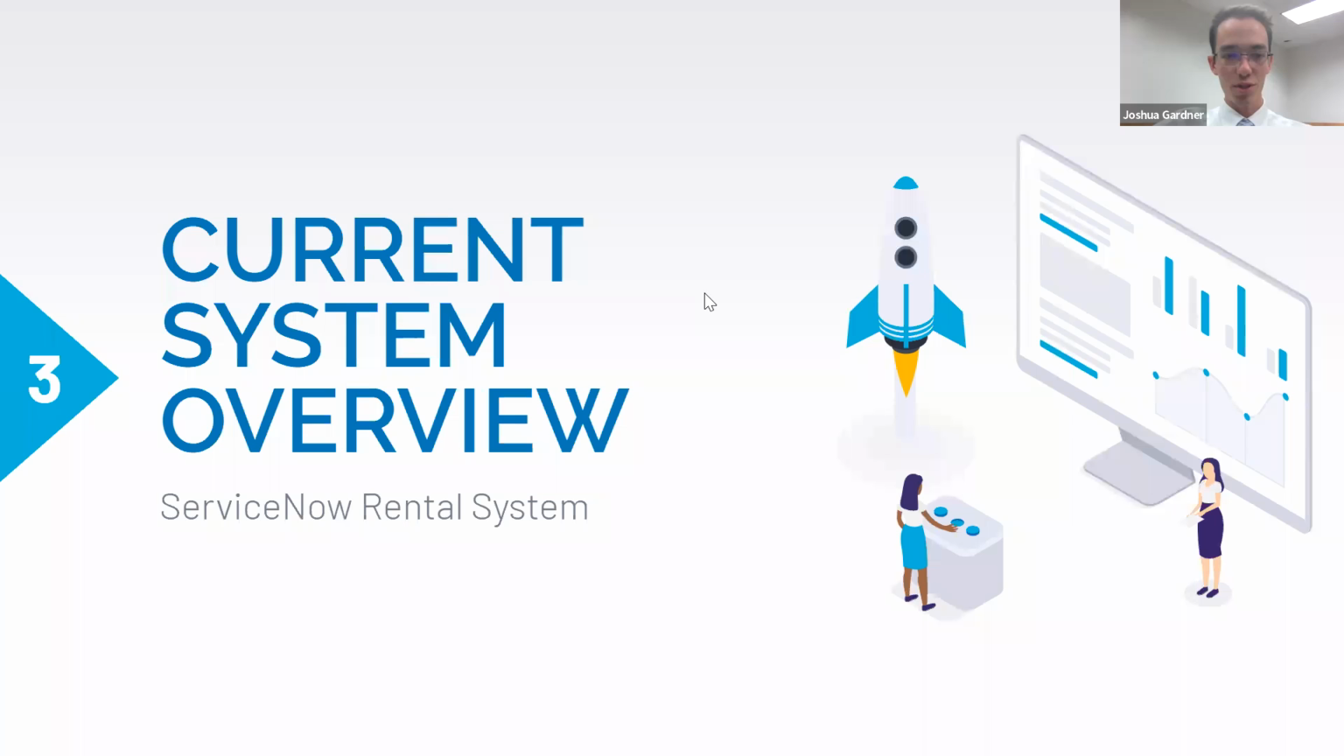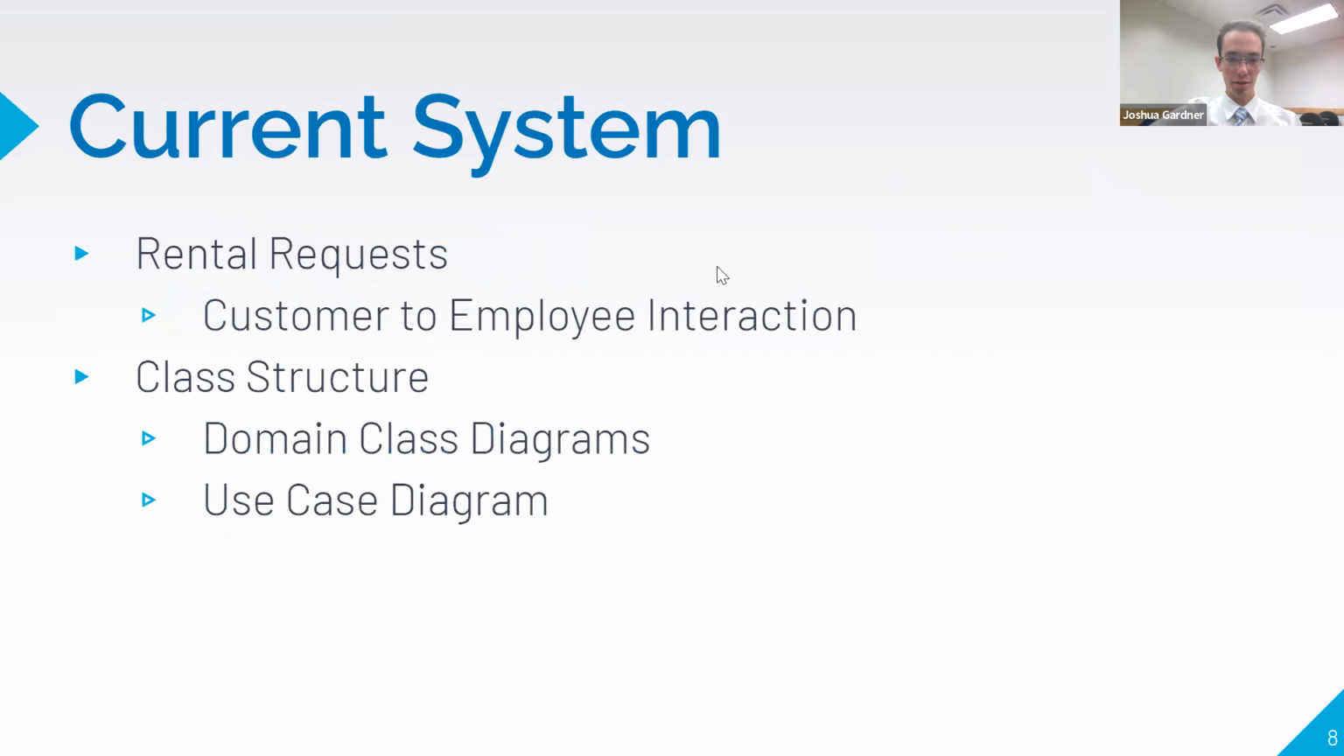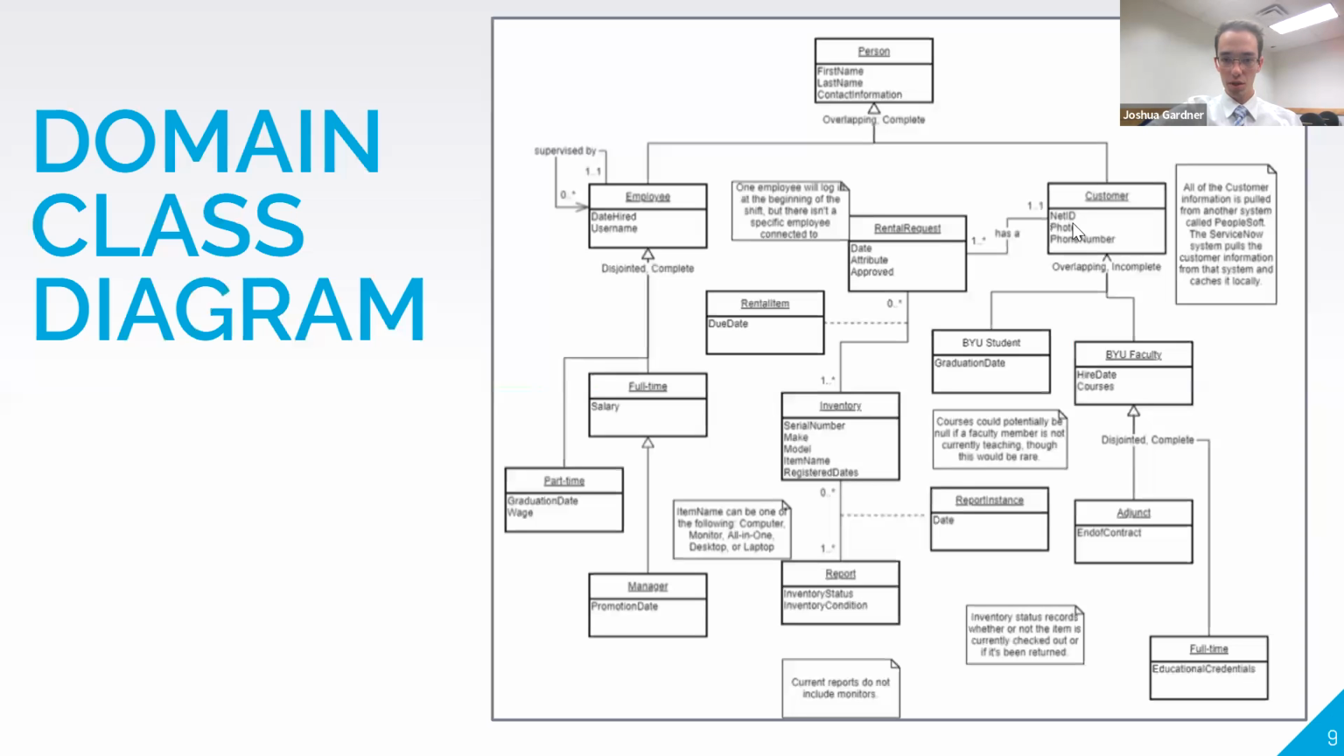Next up, we'll talk about the current system and the way the customers and the employees interact with it. We'll go over a couple diagrams and we'll watch how employees mostly interact with the system, and customers usually tend to interact with the employees themselves, who then input any customer information and requests into the system itself. We'll start off with the domain class diagram, which, as you can see, shows the relationships between each employee, the inventory, the rental requests, and the different elements of the system.